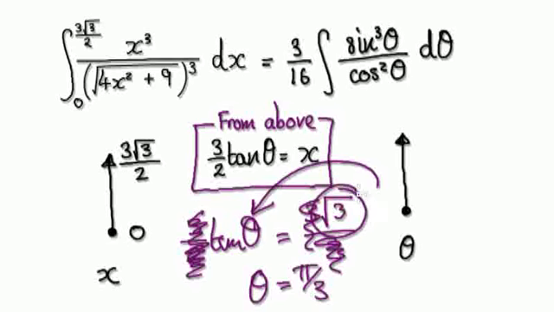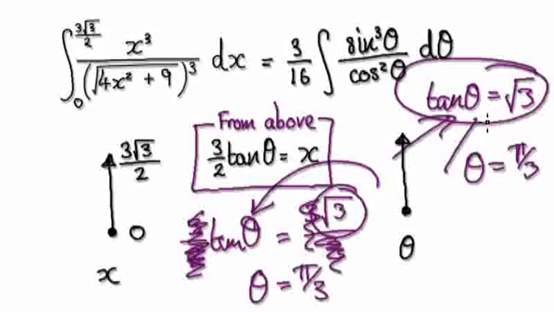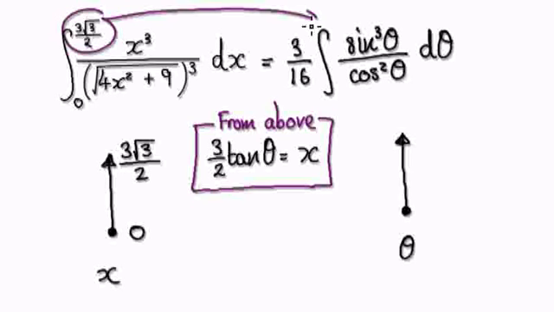The reason why we know this is that you're supposed to know that, because this is quite common, tan theta equals root 3. You're supposed to know immediately that theta equals pi over 3, because this is quite common. You will meet it quite a lot. So once you see this, you're supposed to know that theta equals pi over 3. So this thing here, when you translate it into the theta world, is pi over 3, and this thing here, translated into the theta world, would be 0.